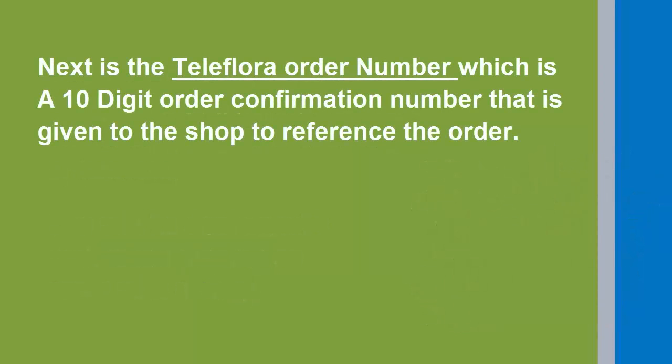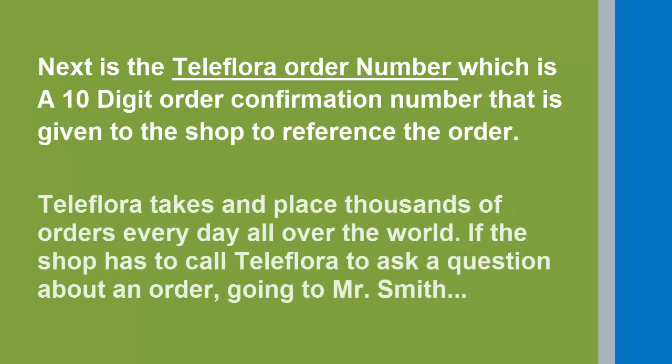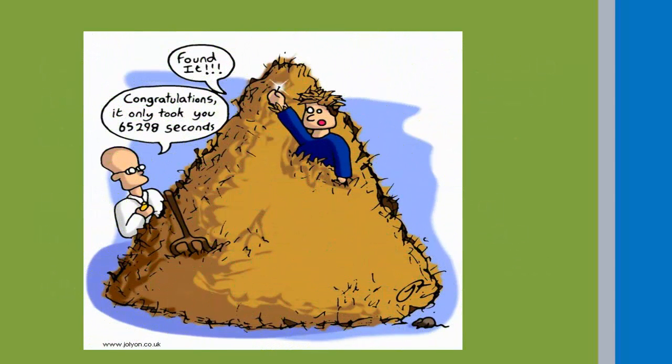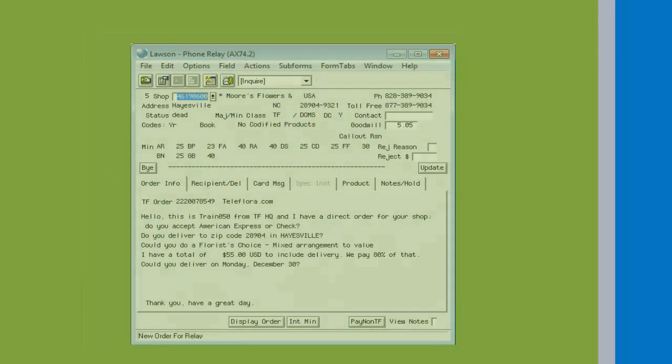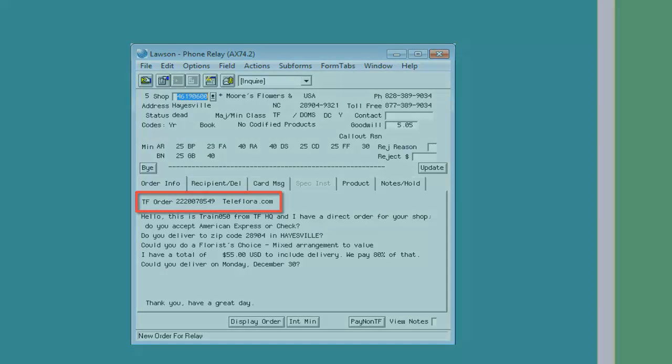Next, let's learn about a Teleflora order number, which is a 10-digit order confirmation number that is given to the shop to reference the order. You may ask, why does it matter if we give the shop this number? Teleflora takes and places thousands of orders every day all over the world. If the shop has to call Teleflora to ask a question about an order going to Mr. Smith, it is like looking for a needle in a haystack without the order number. You can find the order number on the AX74 screen. You will see more about this later when we talk about the Lawson system.